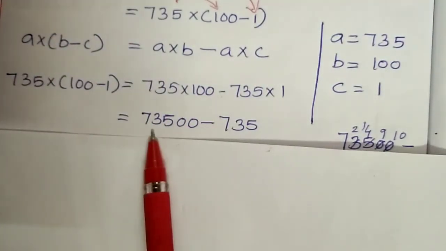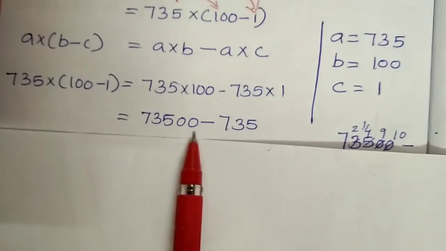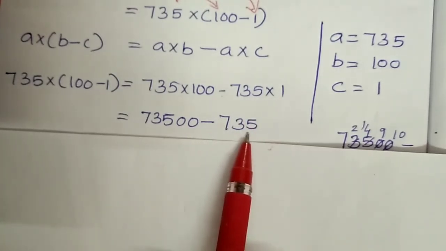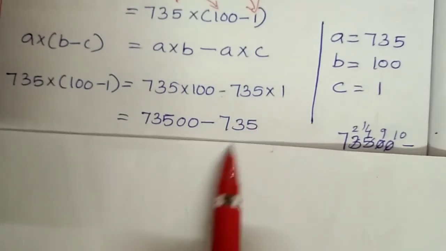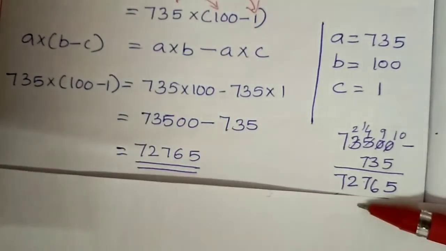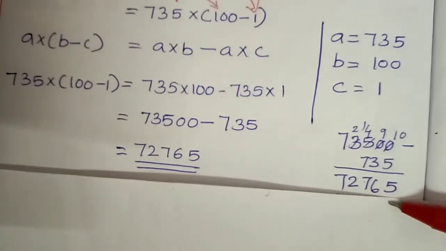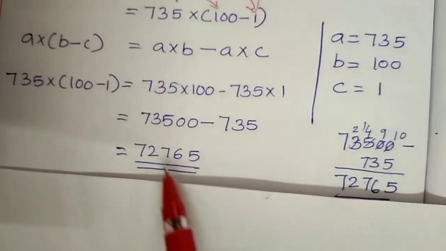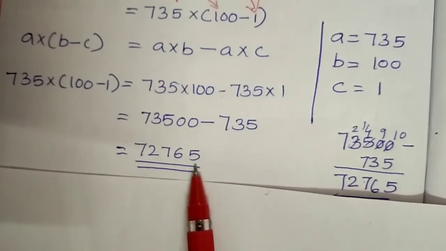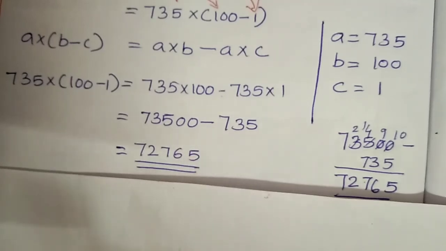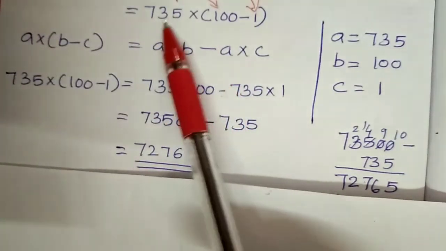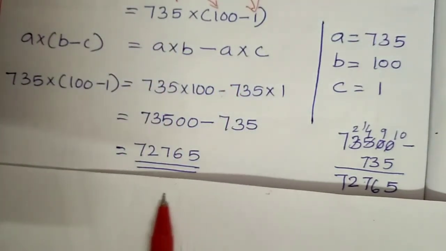735 into 100 is 73,500 minus 735 into 1 is 735. Then you subtract these two numbers, that is your answer. When we subtract these two numbers, the answer is 72,765. So our answer is 72,765. So this is distributive property. Using distributive property, we can multiply this type of numbers very easily. Okay.